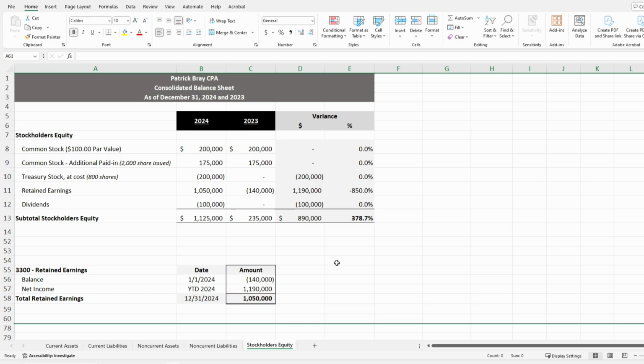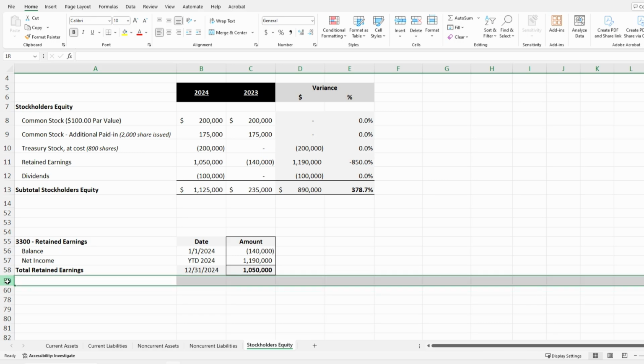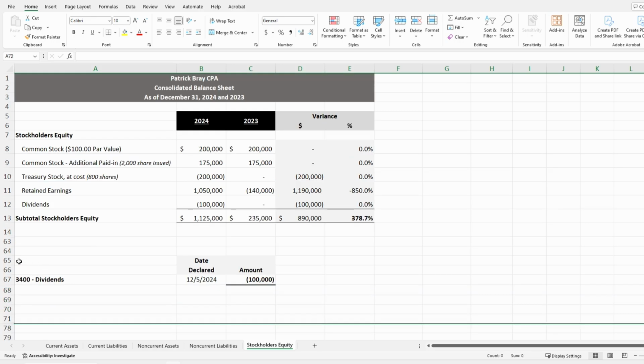Now, jumping down to our category number 5, dividends are going to get closed into retained earnings. I just wanted to highlight that during the year, when you have dividends, you might have a subcategory or a GL account to record the dividends to ultimately close into retained earnings. That's what I've done. I have found that helpful for tax preparation. So in this example, on December 5th, 2024, a $100,000 dividend was declared. I'm recognizing it in 3,400.